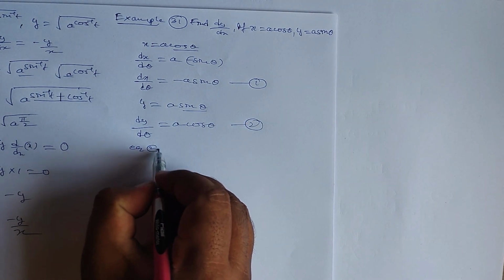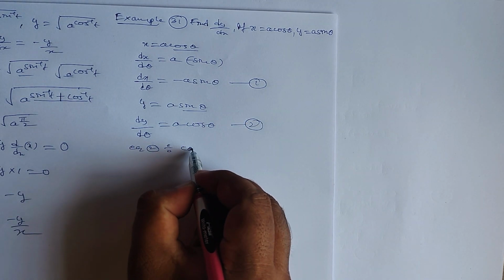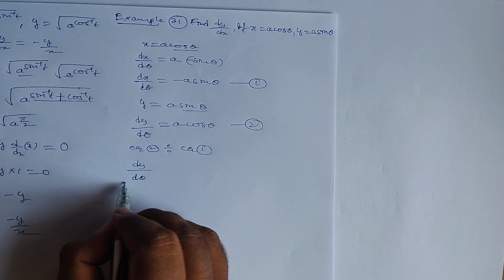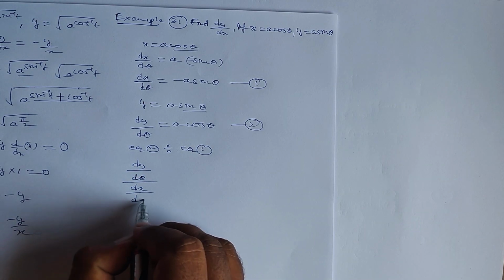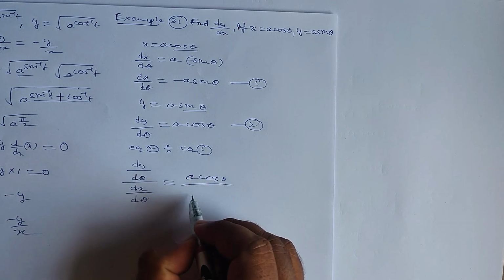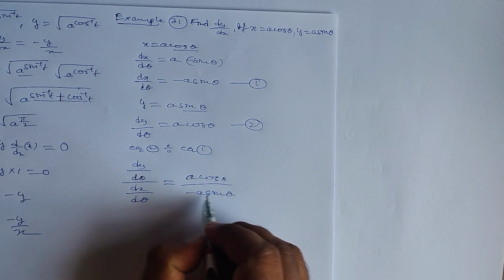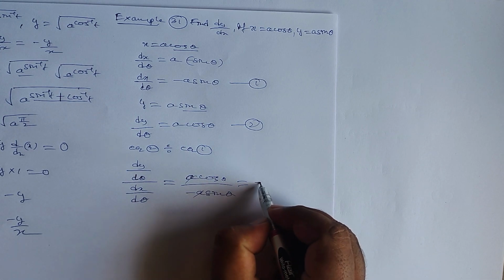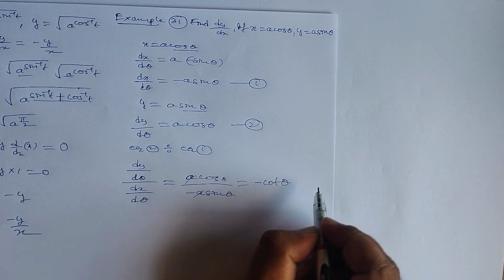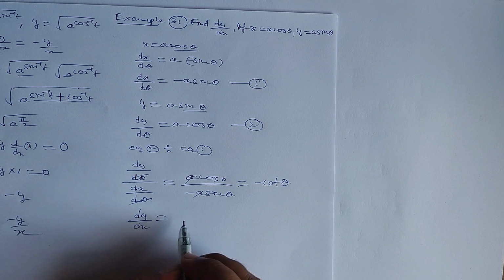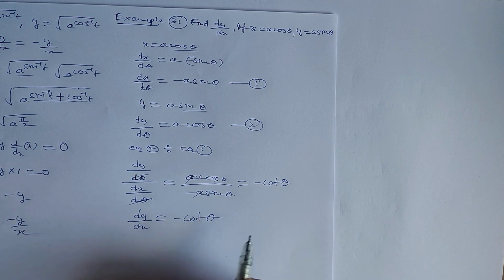So equation number 2 divided by equation number 1, that becomes what? dy by d theta divided by dx by d theta equal to a cos theta divided by minus a sin theta. So a gets cancelled, cos theta by sin theta becomes what? Cot theta, that becomes minus cot theta. Here d theta cancels, and dy by dx is equal to what? Minus cot theta.